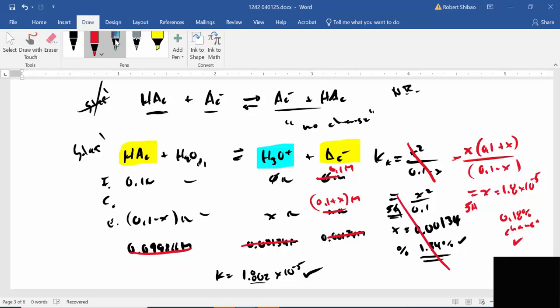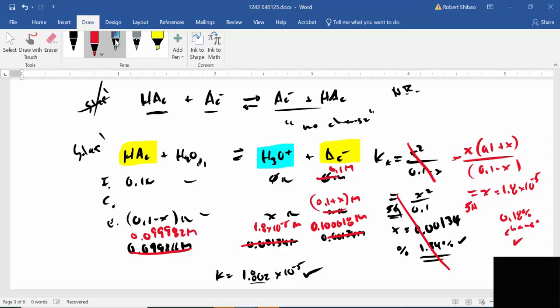So this is a 0.18% change. So then we would just recalculate these values here. And so this is going to be 0.1 minus 1.8 times 10 to the minus 5, etc. 1.8 times 10 to the minus 5. This is going to be 0.100018. This is going to be 0.099982.